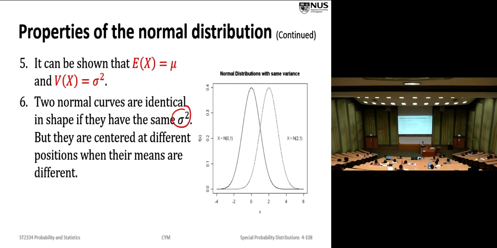So here is an example. You can see that the solid curve has variance equal to 1. The dashed curve also has a variance equal to 1. So they have the same shape. The only difference is that one is shifted because the centers are different. This one is centered at 0, while this one is centered at 2. All right? So mu is considered as the location of the distribution. Where this PDF is located depends on mu. So the solid line represents mu equals 0, and the dashed line represents mu equals 2.